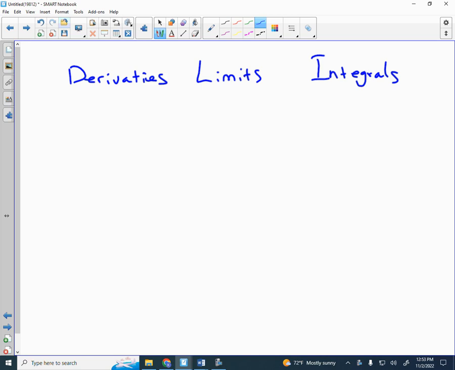Okay, calculus is broken up into three really big ideas. The first one is a derivative. You do know how to find the derivative, don't you? Yeah, in fact, you've learned the chain rule, the product rule, the quotient rule, all those really cool things. I'm just going to write f prime of x, or I'll write dy over dx.